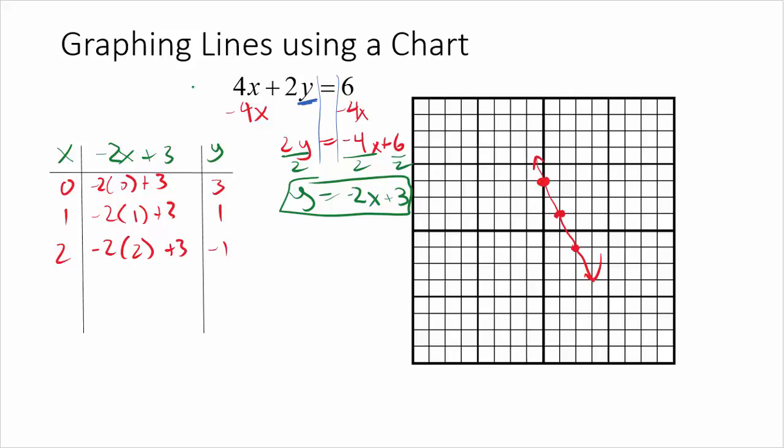Okay, so the key is, if you do not see the y isolated, like in the previous 2 examples where there's something over here with the y, go ahead and isolate it first and then plug in your numbers just like before. 3 points is usually a safe bet.